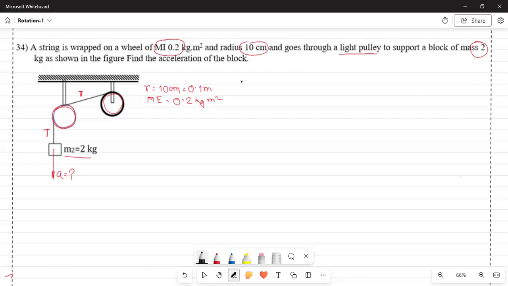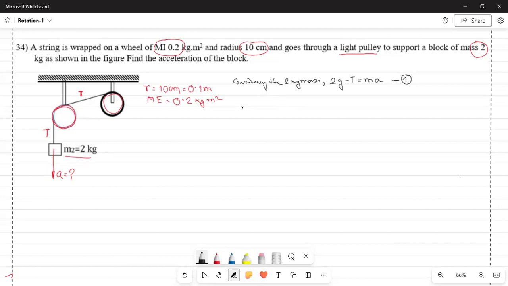Considering the 2 kg mass, we can very easily write the downward force 2g minus tension T is equal to mass into downward acceleration A. There is no doubt in this. This is equation 1. This we have done right from the beginning of the physics lesson.